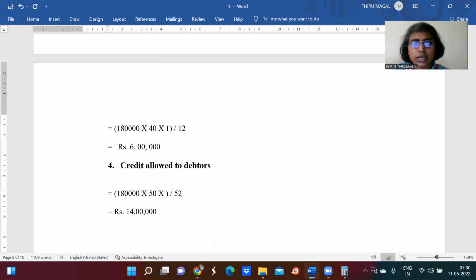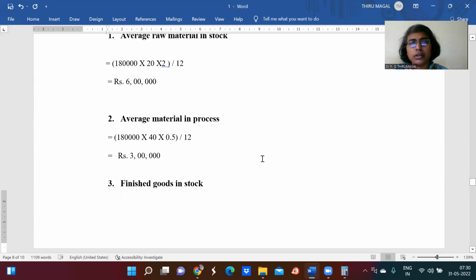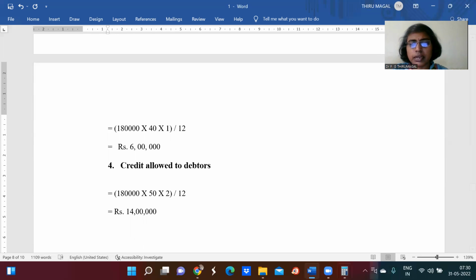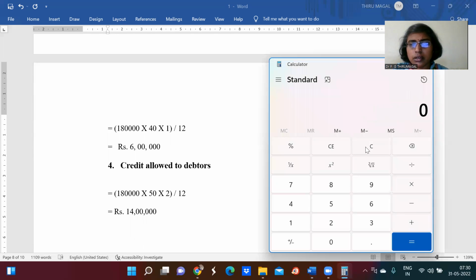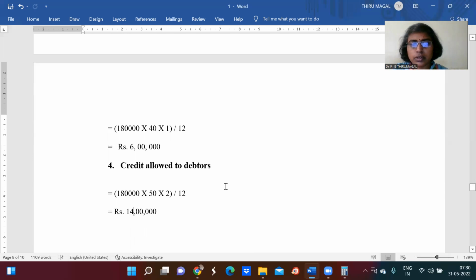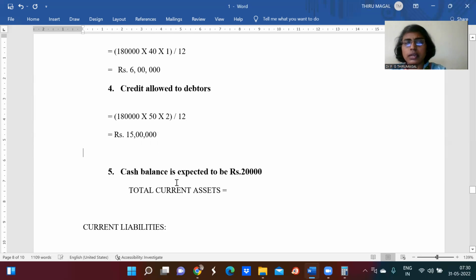2 months credit means we can use 2 divided by 12. So when you multiply and divide, 1,80,000 multiplied with 50 multiplied with 2, whole divided by 12, comes around 15 lakh rupees. So the debtor value is 15 lakhs. So now we found out all the current assets value.